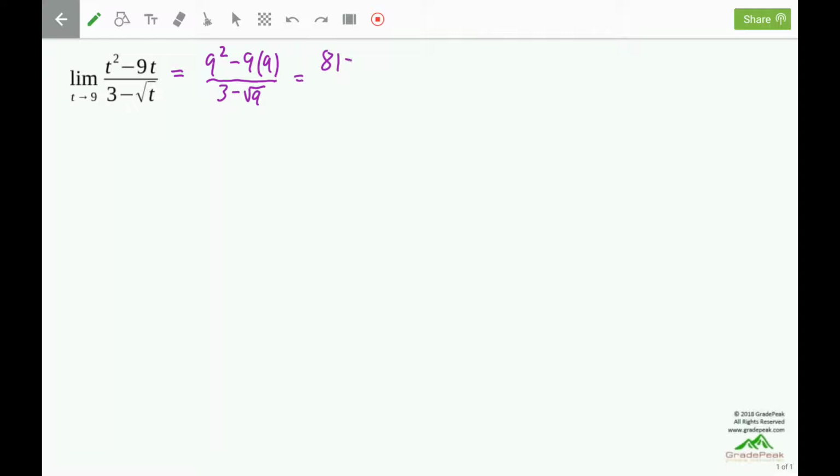9 squared is 81, minus 9 times 9, which is also an 81, over 3 minus the square root of 9, which is a 3. In the numerator, 81 minus 81 is a 0. In the denominator, 3 minus 3 is also a 0. We have the 0 over 0 indeterminate form. We will need to rework this.